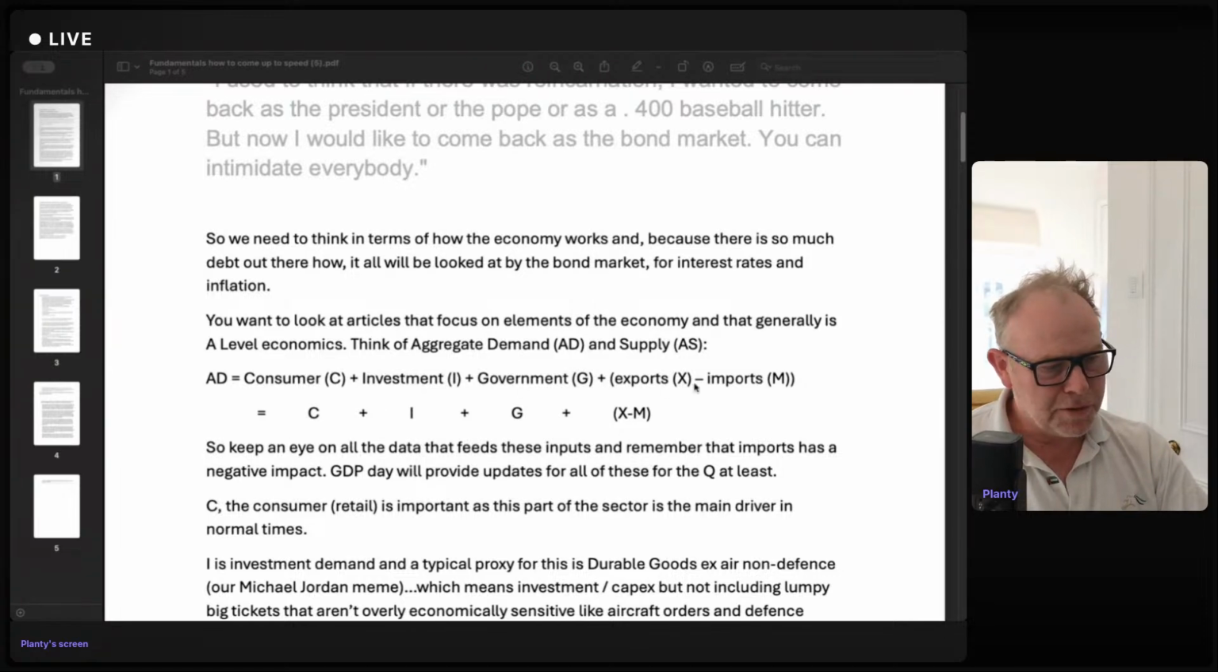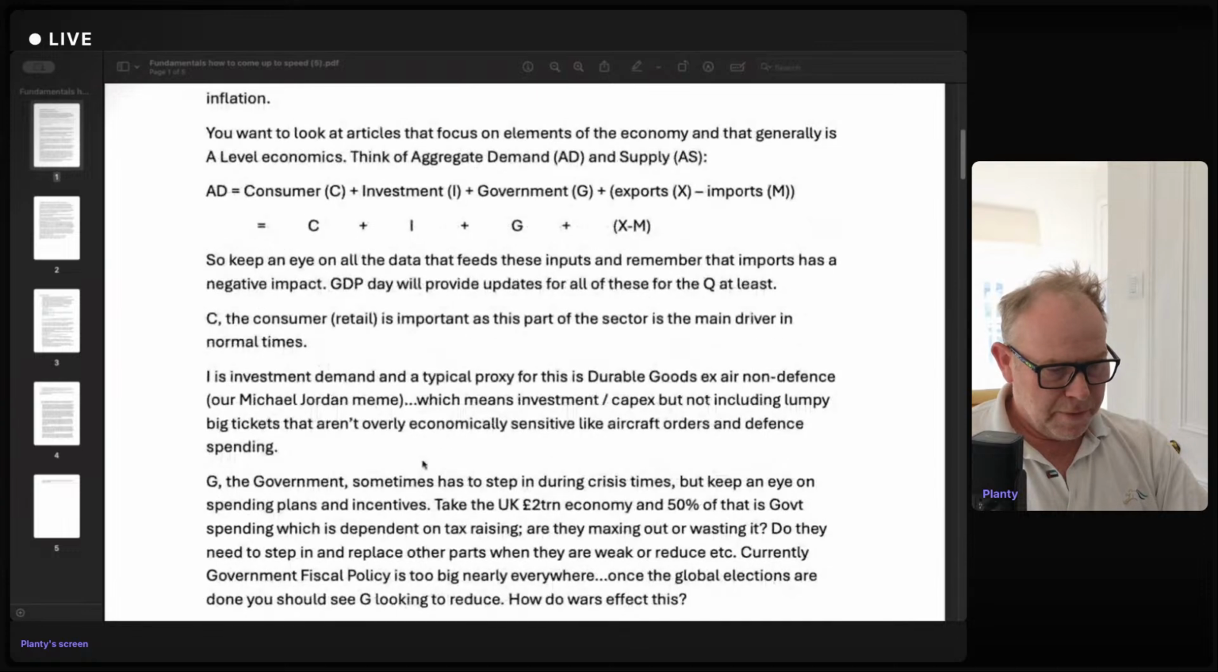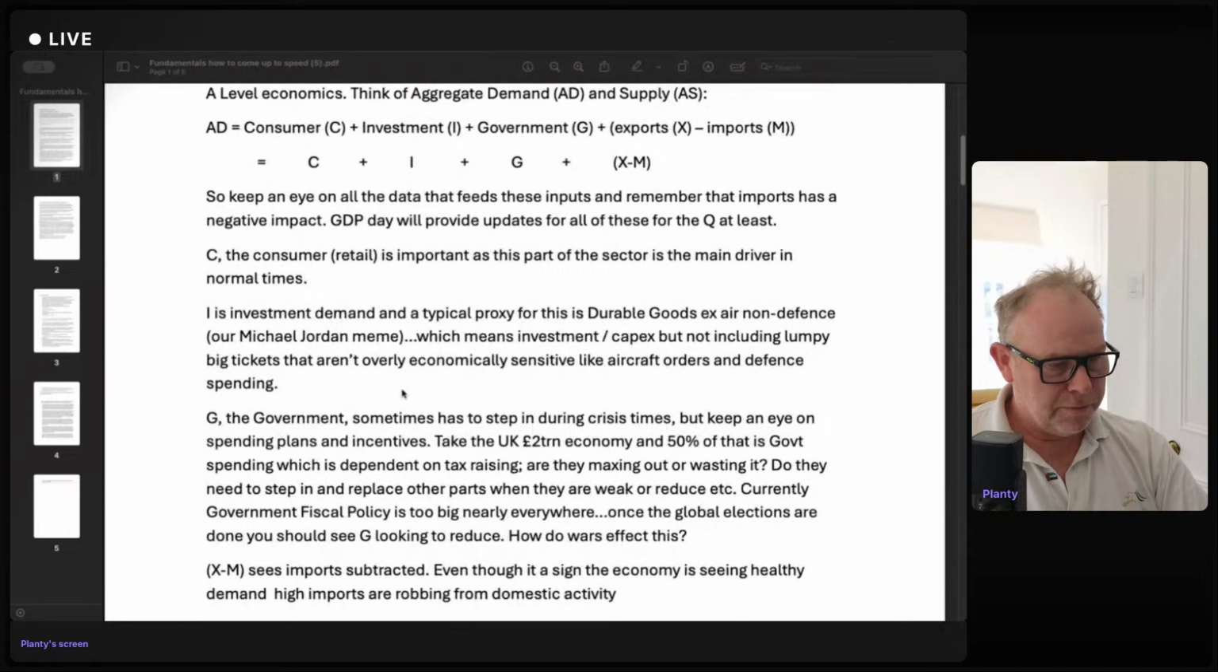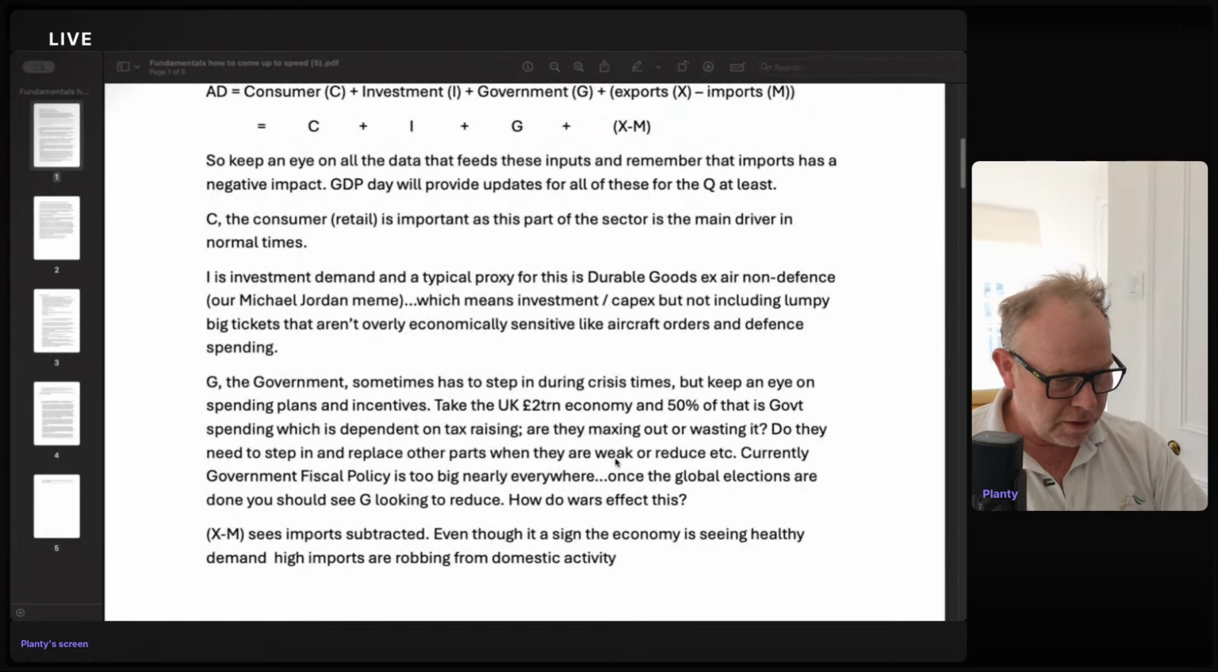So we've gone through C plus I plus G minus X minus N. I've mentioned stuff there. So hopefully you get a chance to look at this and read through it.